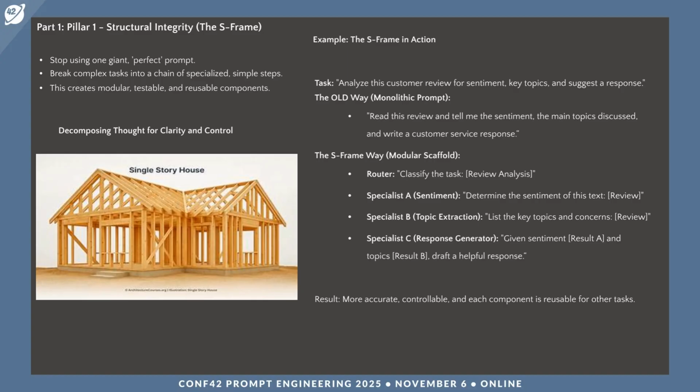That's a simple task. Now let's look at the monolithic prompting way we used to prompt our models, or the way I used to do it at the start of my prompting journey. I used to say, hey, read this review and tell me the sentiment, the main topics discussed, and write a customer service response. I was very happy. I had given a very good prompt and the model was giving me sentiments and analysis.